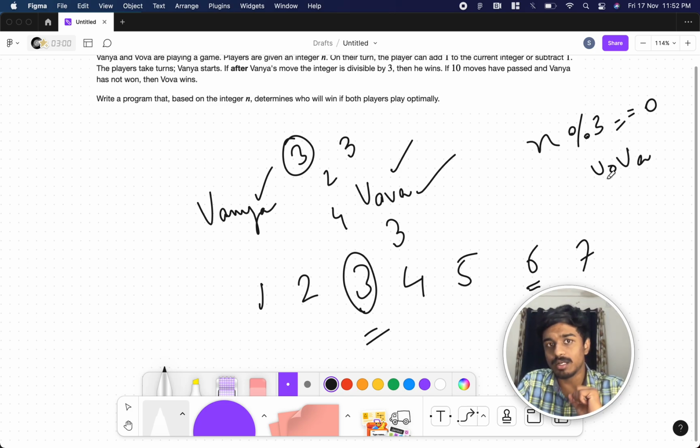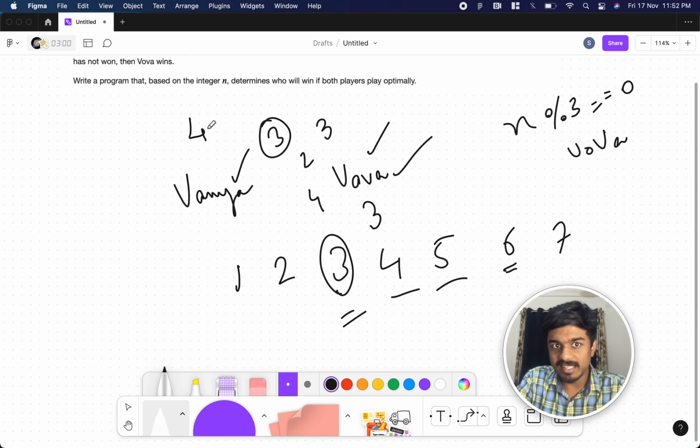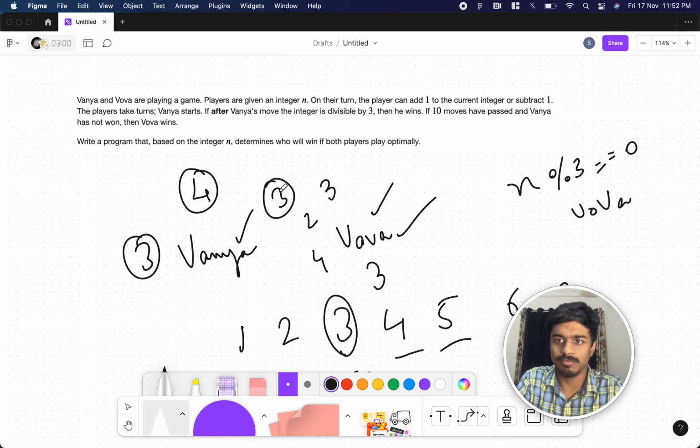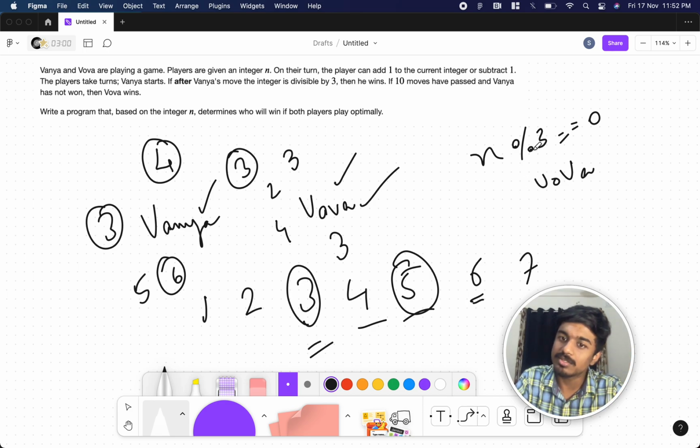Now, in the other case, let's take some numbers like 4 and 5. If Vanya gets a number like 4, it's very simple, right? She'll decrement the value. 4 becomes 3. 3 is divisible by 3, so she wins the match. And if she gets 5, what will she do? She has to increment the value. 5 becomes 6. She'll increment for 5 and decrement for 4. So for any number that is not divisible by 3, Vanya wins.